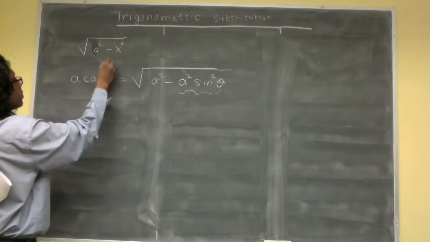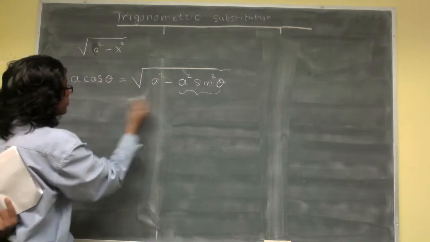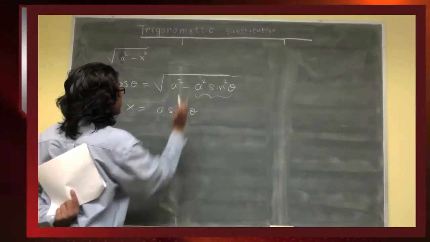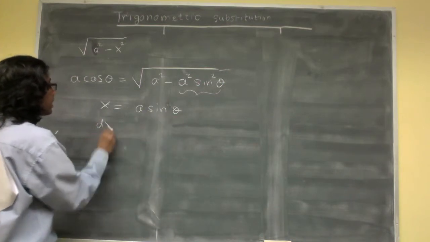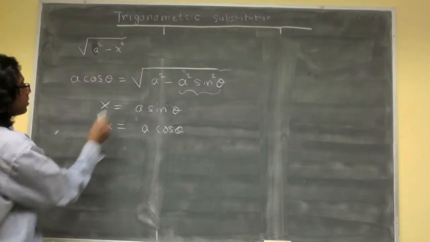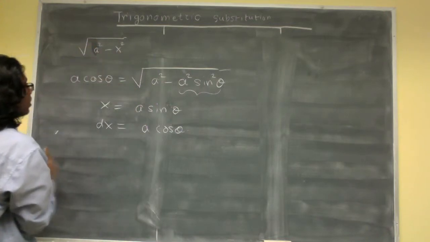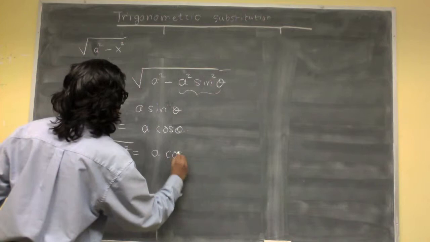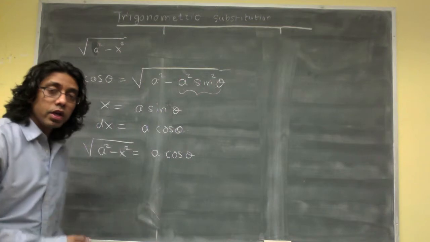So whenever you have an integral involving square root of a squared minus x squared, the first thing to consider is put x is equal to a times sine of theta. If you put this, you get dx as a times cosine of theta, and square root of a squared minus x squared becomes just a times cosine theta. So let us solve a problem involving this term.